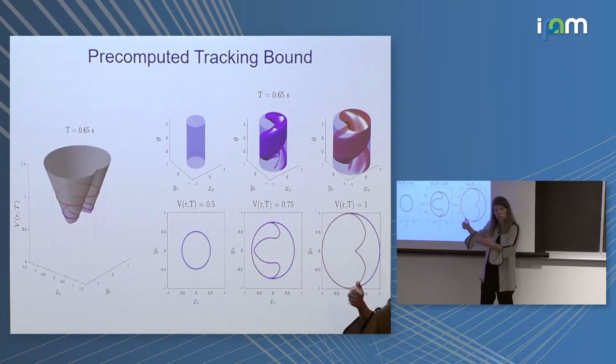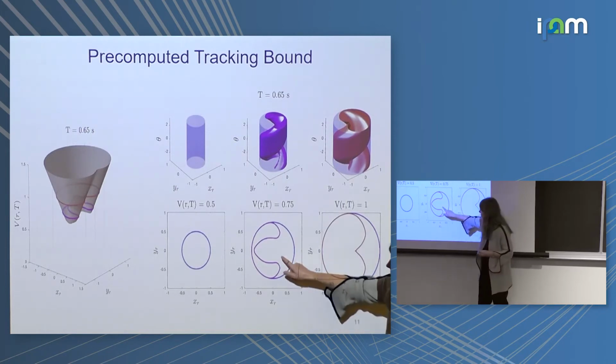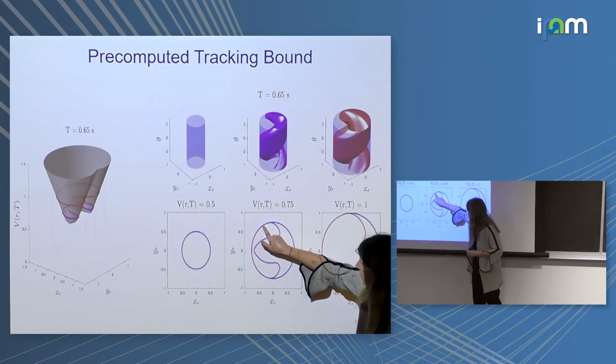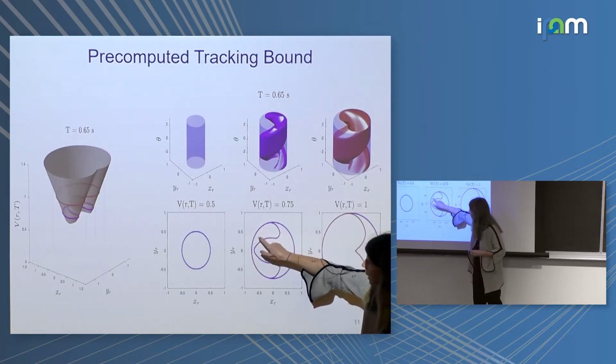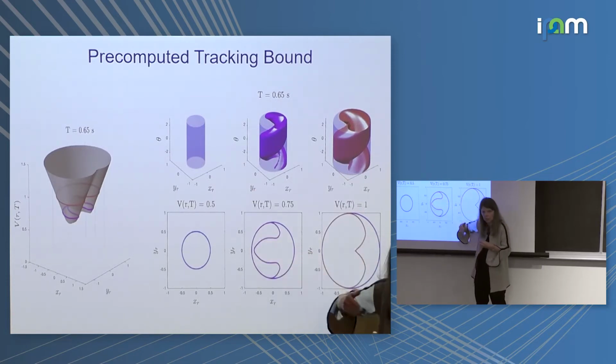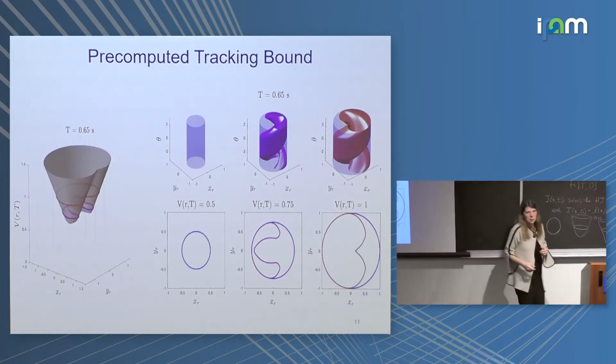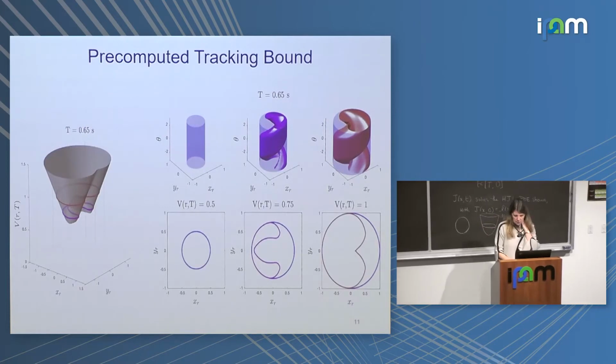So as your tracker is trying to track your planner, it's got to be in this region. If it starts to get close to this boundary, the boundary will tell you what control law you should apply to get back close to, or within 0.75 meters of, the planning state.